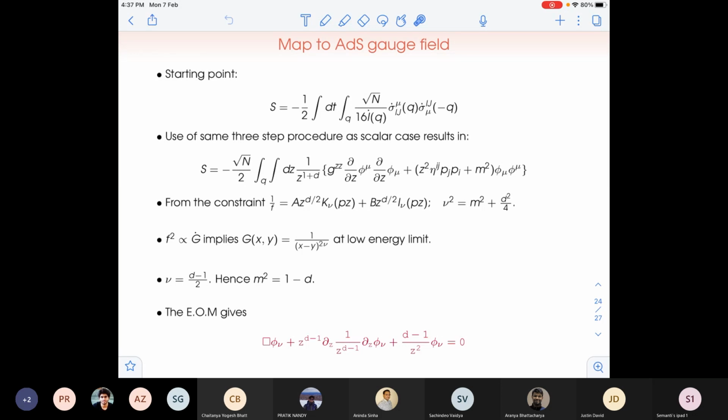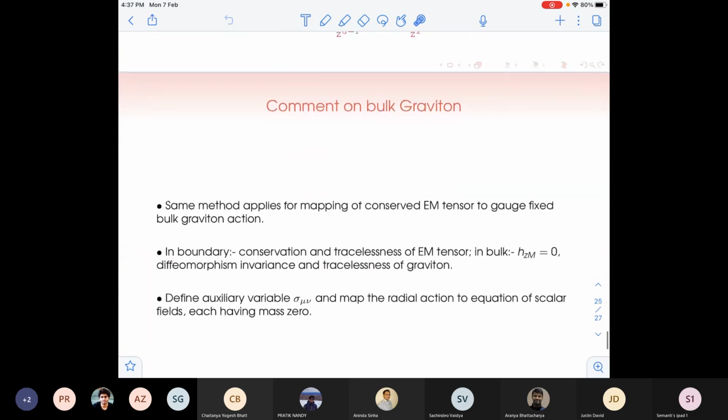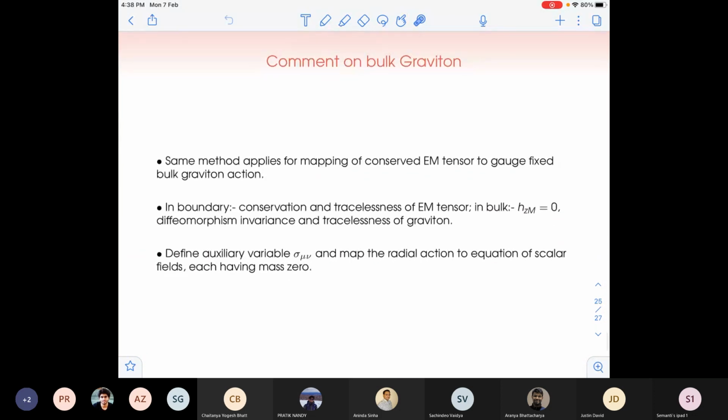Actually, this more or less ends my talk. One can derive in the same way the bulk graviton. There we have to map the conserved EM tensor to the gauge fixed bulk graviton action. In the boundary, we are using conservation and tracelessness of the EM tensor, and in the bulk we are using the Z_M0 gauge, diffeomorphism invariance, and tracelessness of the graviton.